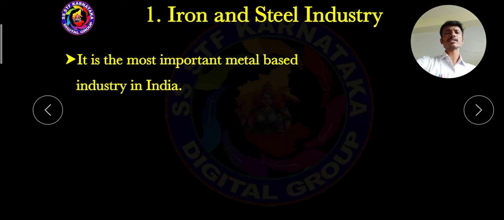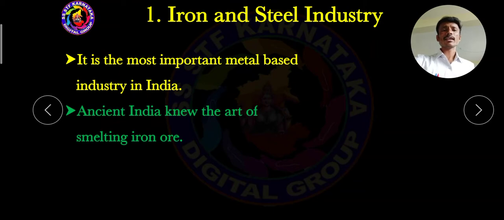Then after, dear students, it is the most important metal-based industry. Metal is nothing but an alloy, a mixture containing two or more metallic elements. So this is the iron and steel industry. It is the most important metal-based industry. In Kannada, it is called an industry that involves metals.